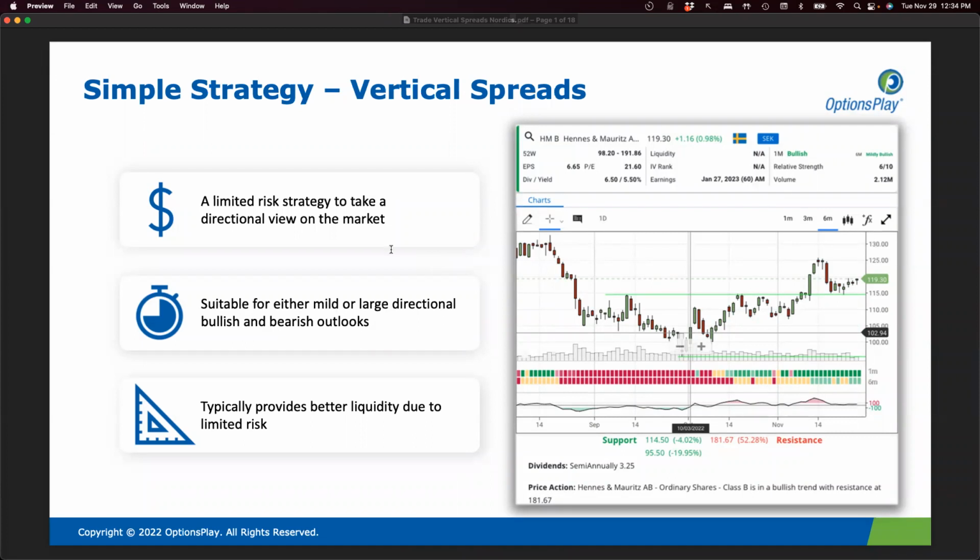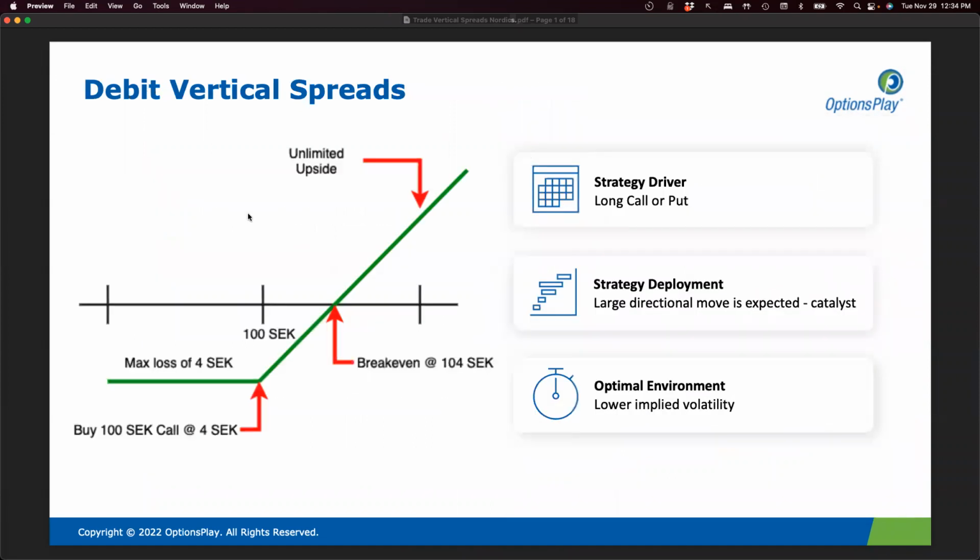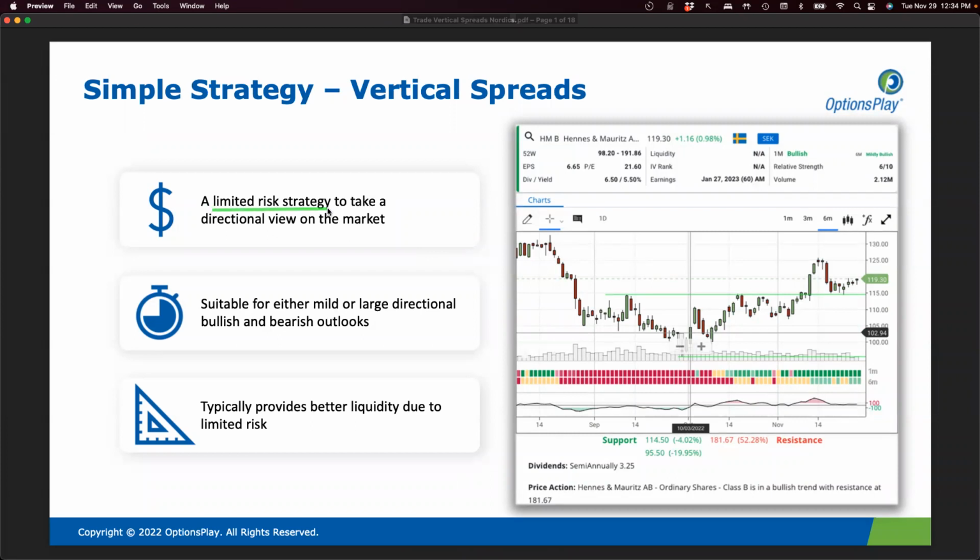So what I'm going to start off with is just helping you understand that a vertical spread is simply a limited risk strategy. So it's something that allows you to take a directional view on the market, but do so in a way with limited risk. And the key word here is limited risk. There are lots of different ways that you can utilize options. Some of them can be quite risky. Some of them can be used to mitigate risk. And this is really what vertical spreads are for.